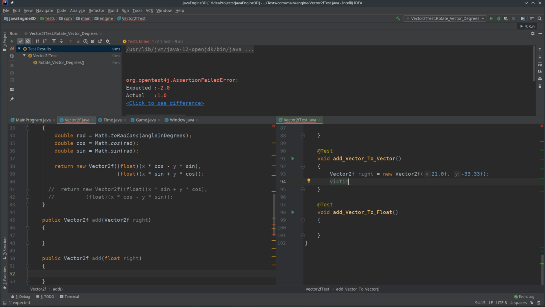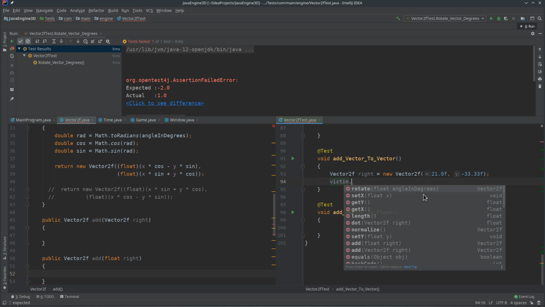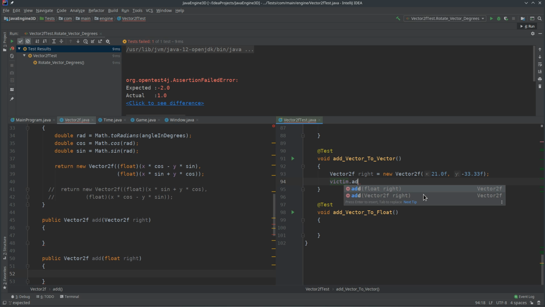So, victim. What we're going to do to you today: our victim is going to suffer addition. And it's going to be right. There we go. Vector 2f. That's it.